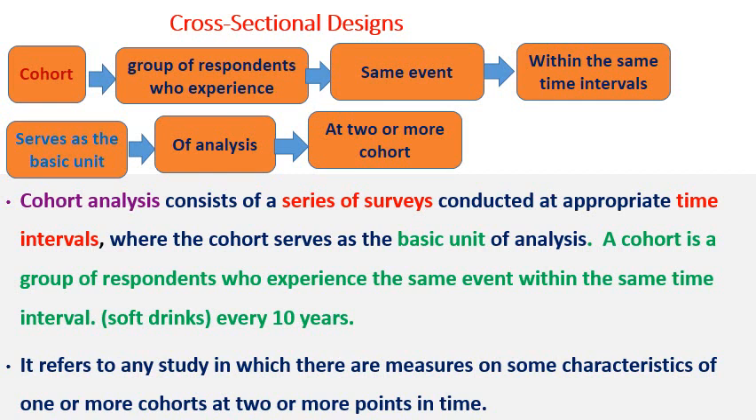We can select another cohort, people whose age ranges between 40 and 50. They don't have to be the same respondents as in number one and number two. Regarding the third cohort, we measure consumption. Assume it was 300. As we mentioned before, the basic unit of analysis is cohort number one. Therefore, we compare soft drink consumption in the third cohort with the first one. It means consumption of soft drinks has increased by 200%.